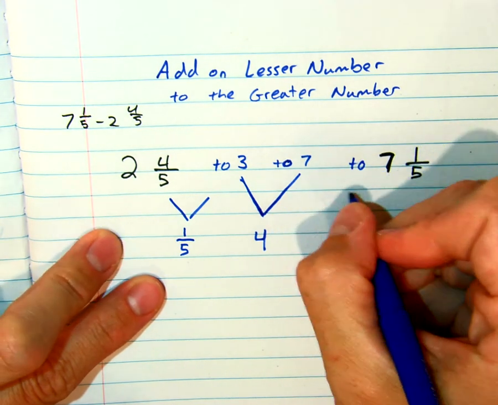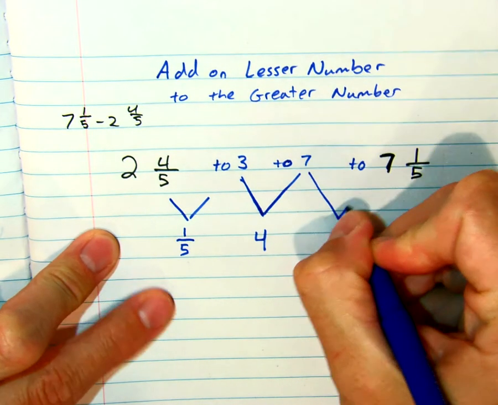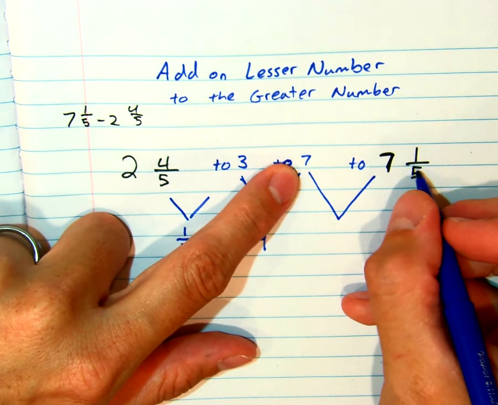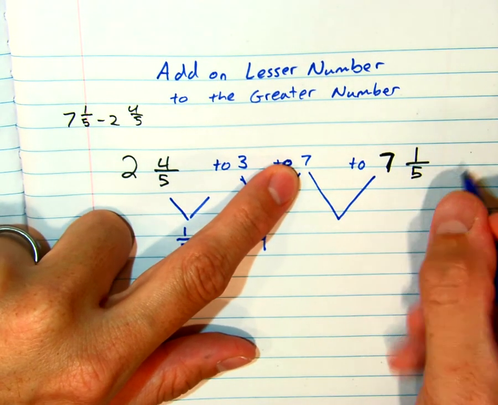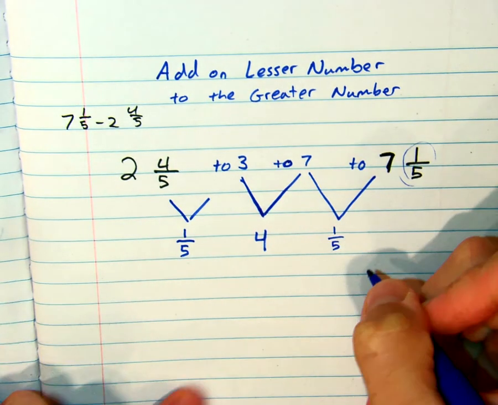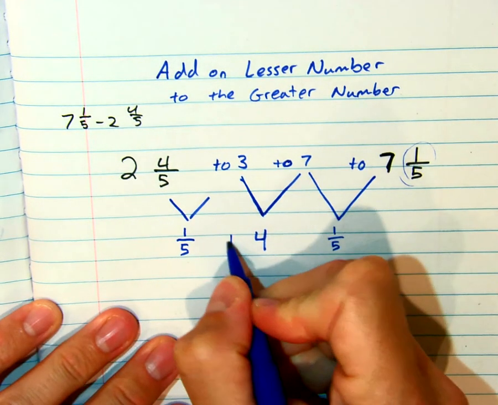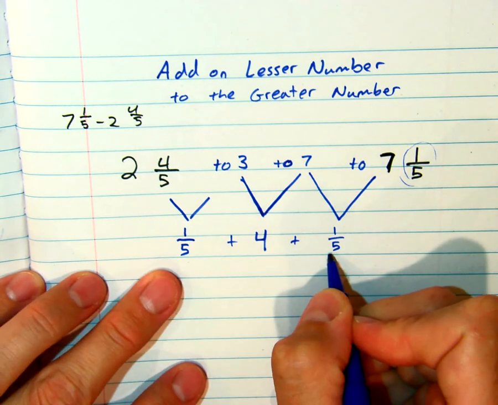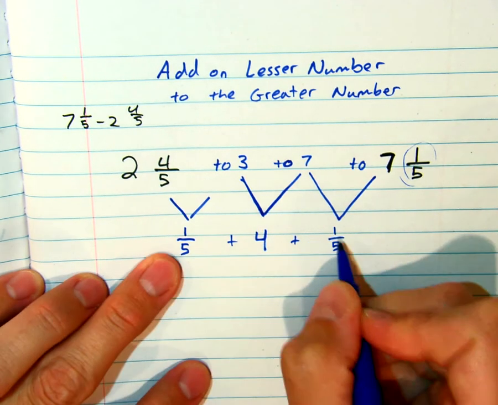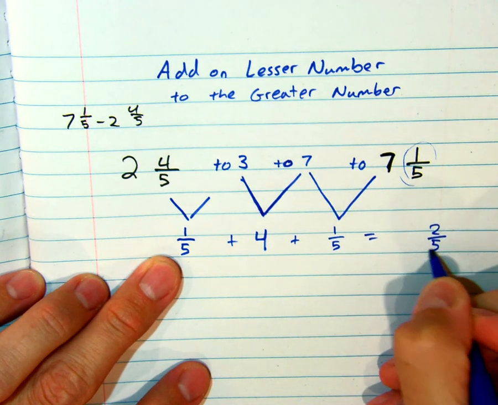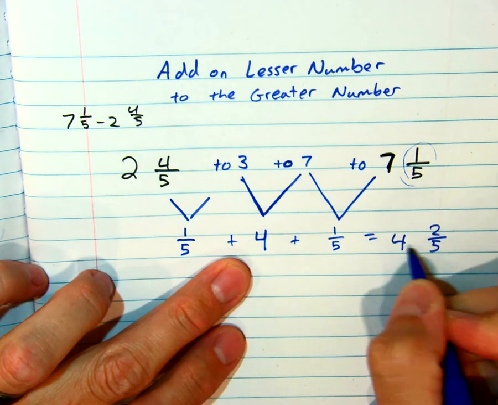So from here to here, how much more do we have to add on? From 7 to 7 and 1/5. It's just a fractional piece. So we can say 1/5. All right, now we can add them up. I can't add the whole number, but I can add these two. So it's 1/5 and 1/5 is 2/5. Bring our whole number over. 4 and 2/5.